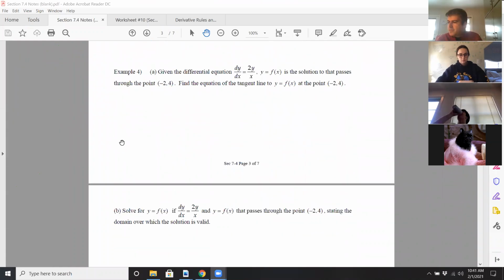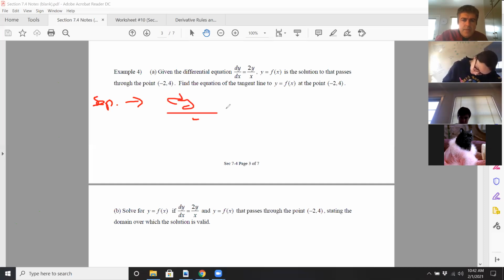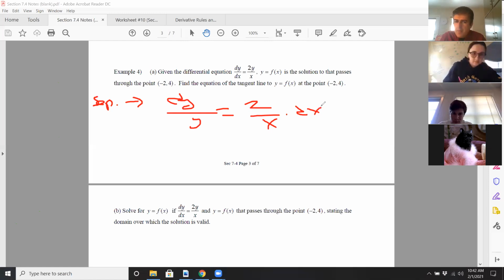Okay, example 4. So again, let's separate. So we'll have dy over y equals 2 over x times dx. So remember, we want to get the y's together and the x's together. That's your first step. Next step is to integrate.